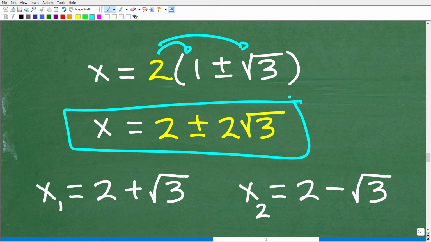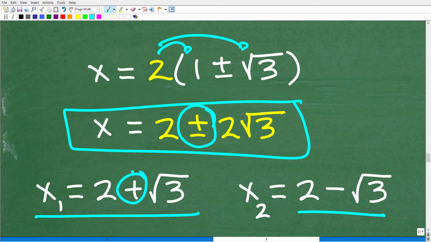But what does this mean? Okay, a lot of students get confused here. This plus or minus means there are two unique solutions. The first is 2 plus the square root of 3. The second is 2 minus the square root of 3. But why write this thing out twice where the only difference is plus and minus? We just kind of put this little plus and minus right there.